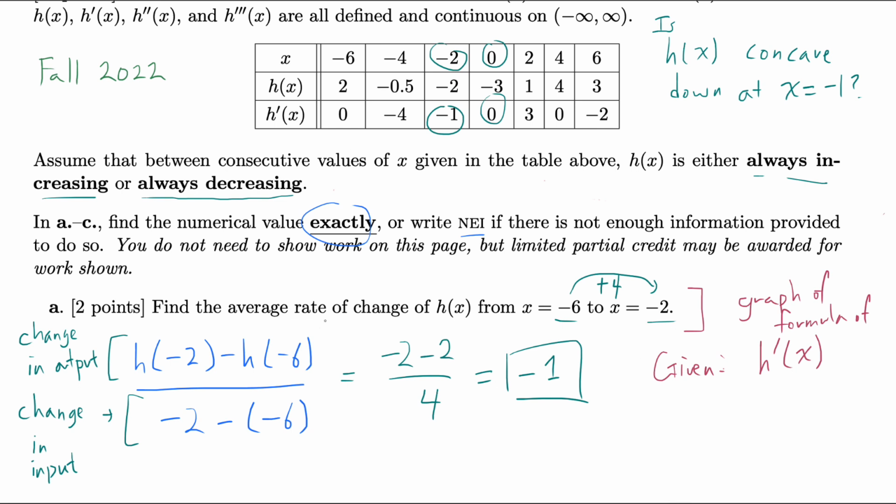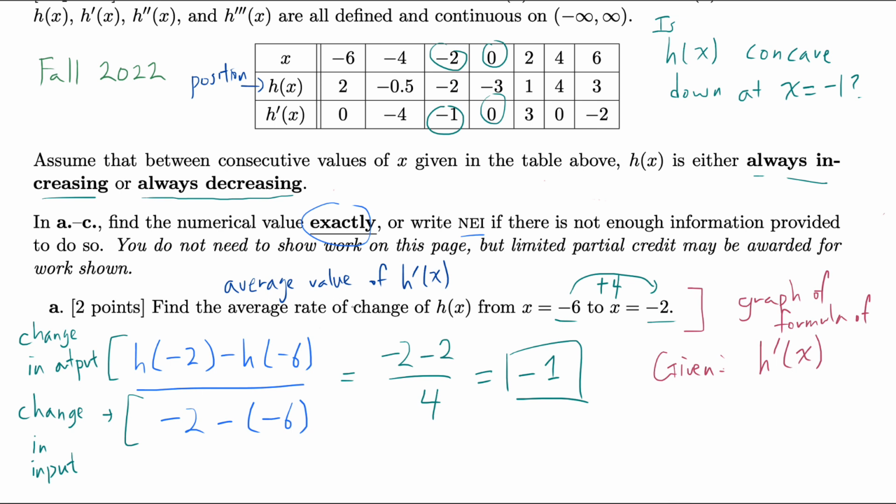For example, maybe here h is the position, and you're asked to find the average velocity, and you're given a graph or formula of the velocity function. So how would you do it there? Well, the thing to realize is that the average rate of change of h of x and the average value of h prime of x are exactly the same concept, even though the computation might be a bit different.